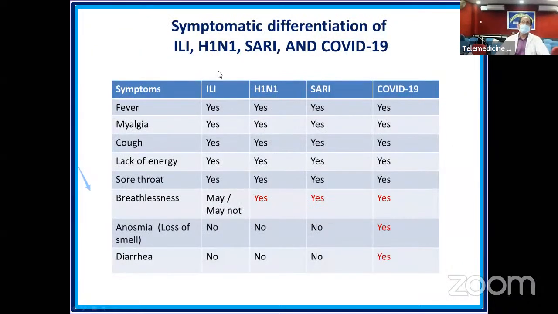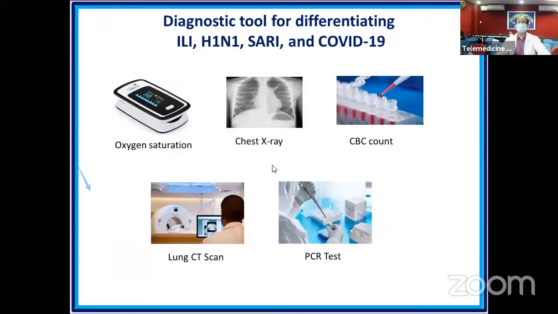So, what are the symptoms of COVID-19? COVID-19 practically simulates ILI, influenza-like illness, H1N1 infection, and SARI. Fever, myalgia, cough, lack of energy, sore throat, and breathlessness are common in all these diseases. But what is specific for COVID-19 in this era is anosmia, that is loss of smell or loss of taste, and the patient may present with diarrhea. So diarrhea may be one of the early signs or symptoms.